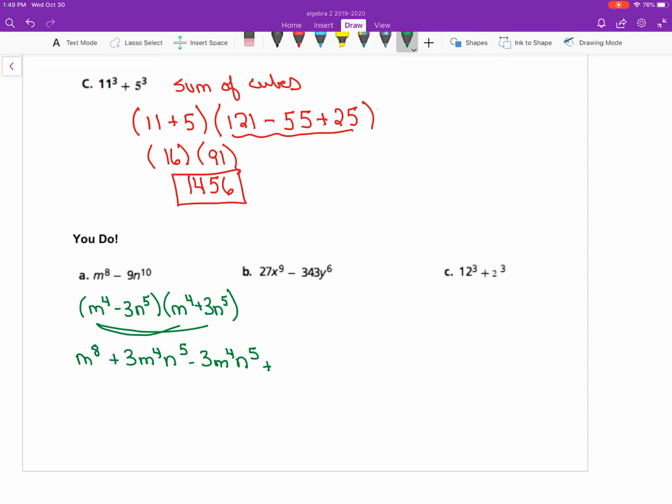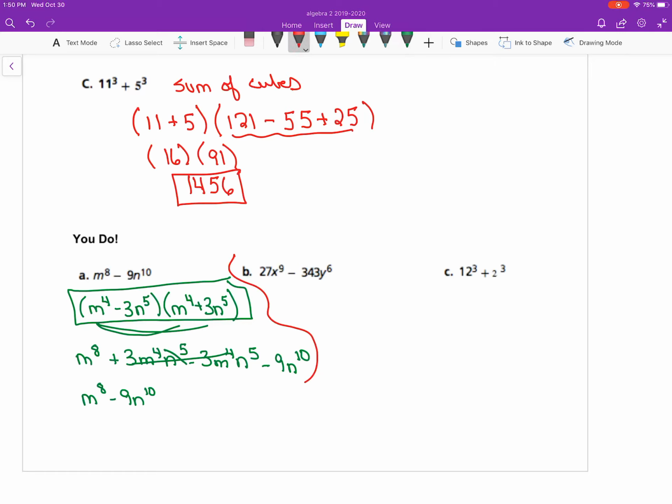And then your last term would be a subtraction sign, minus 9n to the 10th. Your middle terms cancel, and you're just left with m to the 8th minus 9n to the 10th. So your answer is correct. Just a difference of squares. Okay, for this next one, we have a difference of cubes.